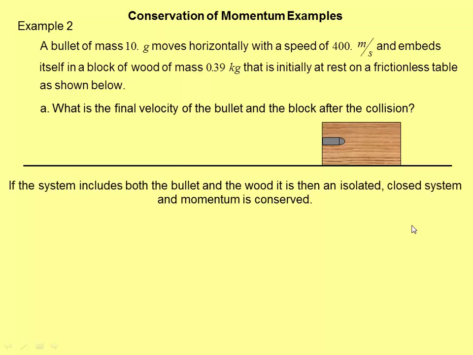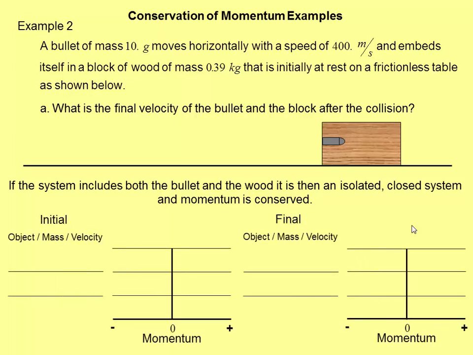As in the last problem, if we call the bullet and the wood our system, then it is isolated and closed, and therefore its momentum before the collision is exactly equal to the momentum after the collision. So here's our bar graphs. Initially, we have a bullet with a mass of, and let's be careful here, our masses have to have the same units. So I'm going to convert the 10 grams to 0.010 kilograms, and it has a large velocity of 400 meters per second. So that means that the bullet has a momentum of mass times velocity, or a positive 4.0 kilogram meters per second.